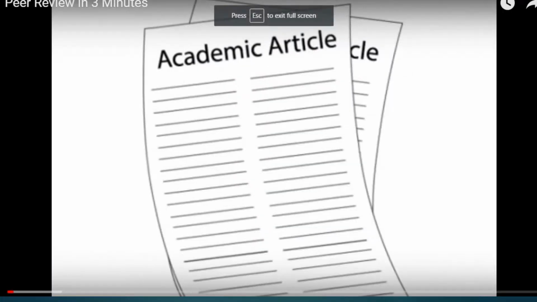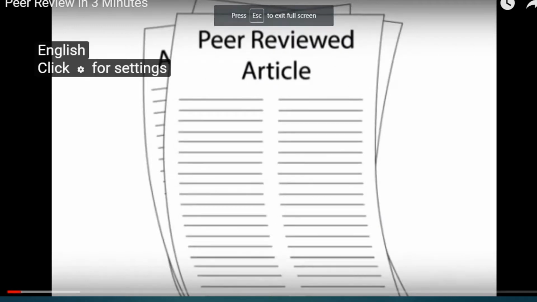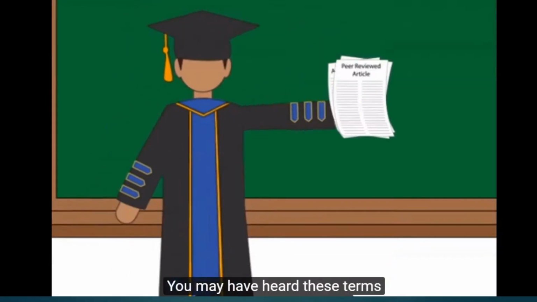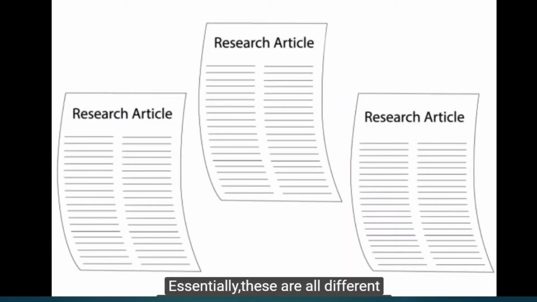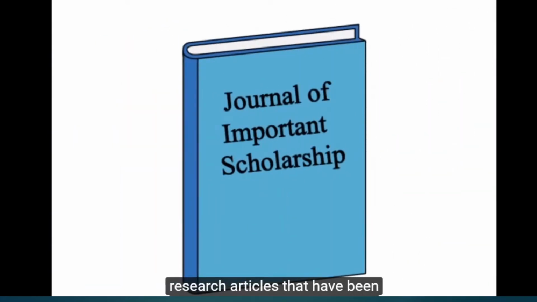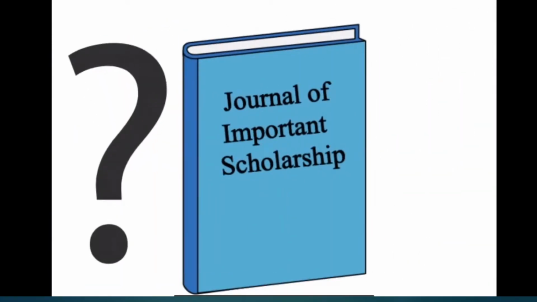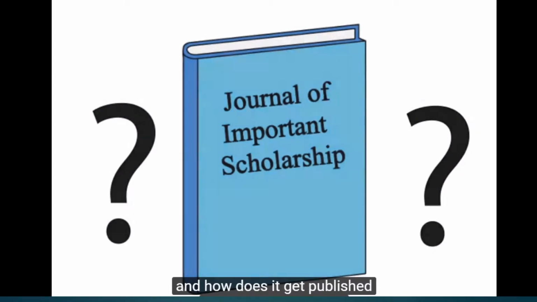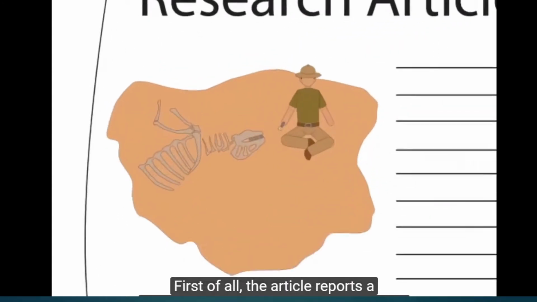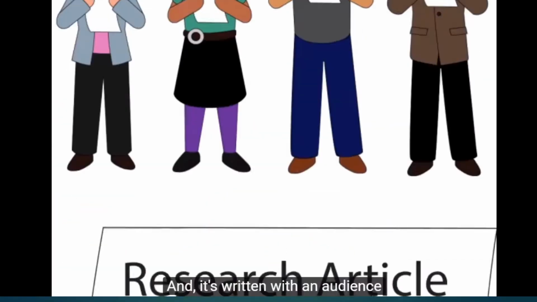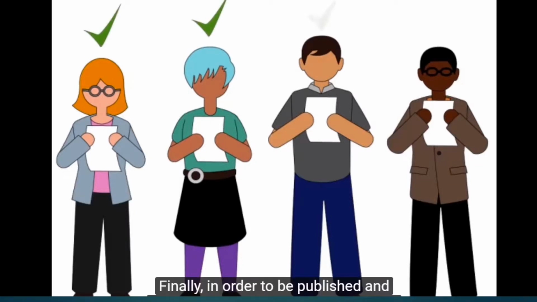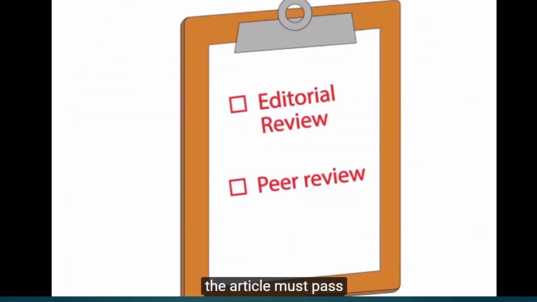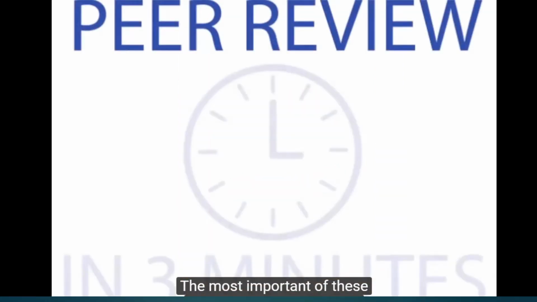Scholarly articles, academic articles, peer-reviewed articles. You may have heard these terms used by your professor, but what do they mean? Essentially, these are all different ways of describing the same thing, research articles that have been published in scholarly journals. But what is a research article, and how does it get published in a scholarly journal? First of all, the article reports a scholar's research practice and findings, and it's written with an audience of other researchers in mind. Finally, in order to be published and accepted by the scholarly community, the article must pass several quality tests. The most important of these tests is called peer review.